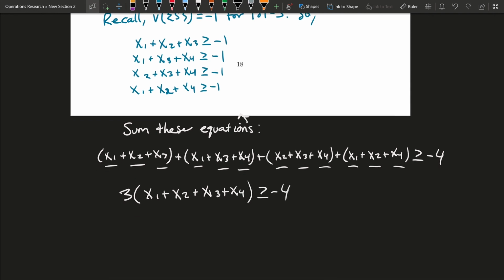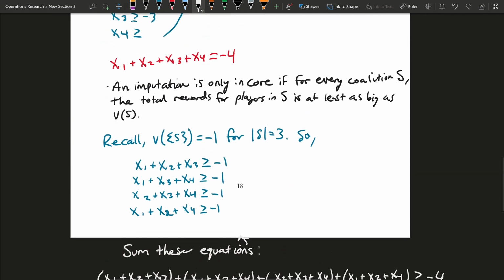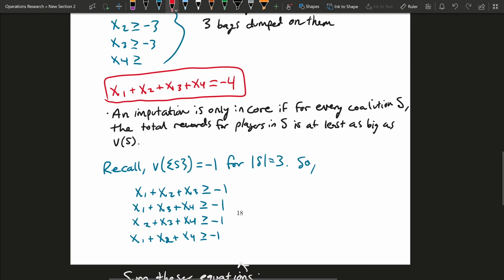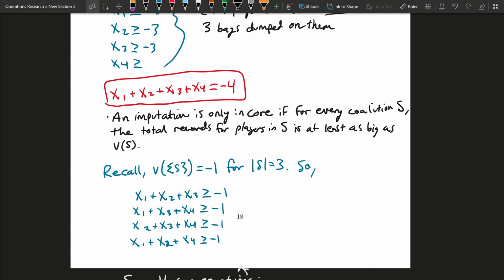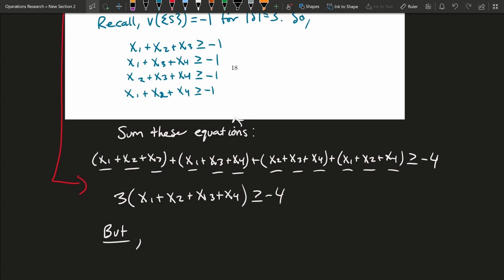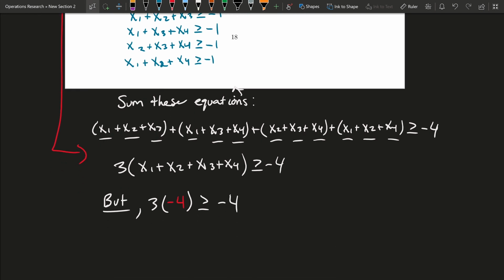Now, here's where we have an issue here, and this is going to help us get to the solution of our core. Remember up here we had x1 plus x2 plus x3 plus x4 has to be equal to negative 4, we know. So we can come down and plug that in, and now we've got 3 times, we know this sum has to be negative 4. It's going to be greater than or equal to negative 4. But in no case is negative 12 ever going to be greater than or equal to negative 4.